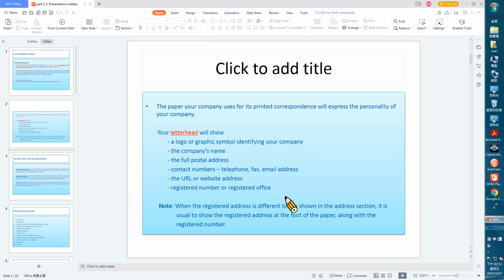Note: when the register address is different to the one shown in the address section, it is usual to show the register address at the foot of the paper, along with the registered number.